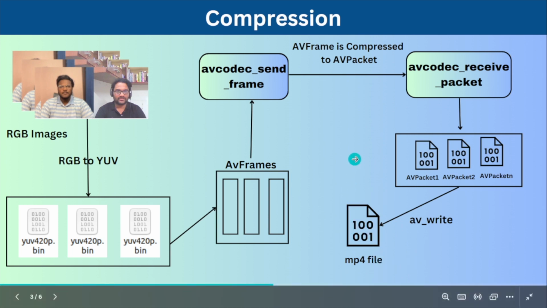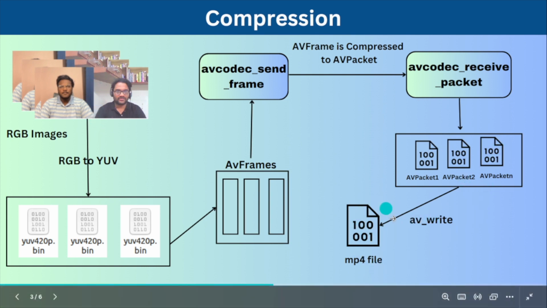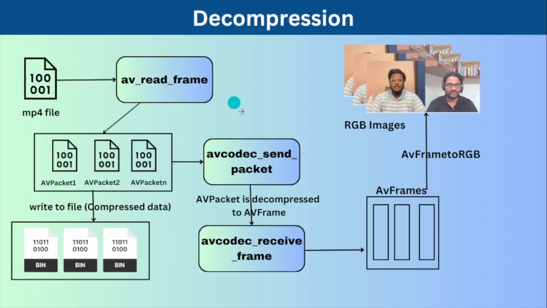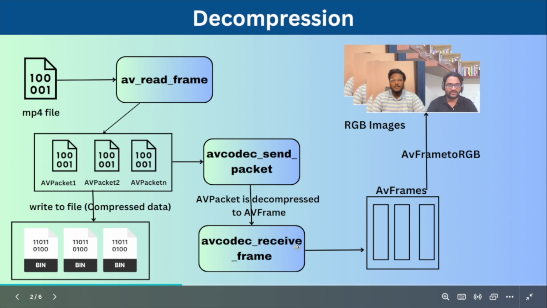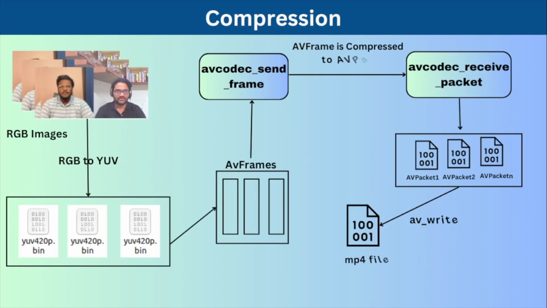So this is the high level overview of how FFmpeg compresses a set of raw images into an MP4, written into an MP4 container. These are the APIs involved, and this is about the decompression. How FFmpeg APIs will extract the AV packets, and from there extract the frames and write those frames into the RGB format. Okay.